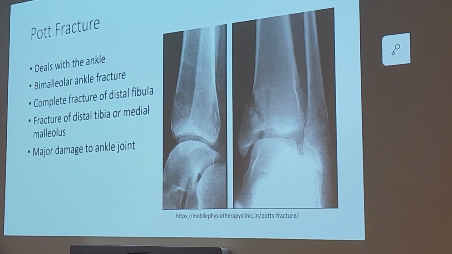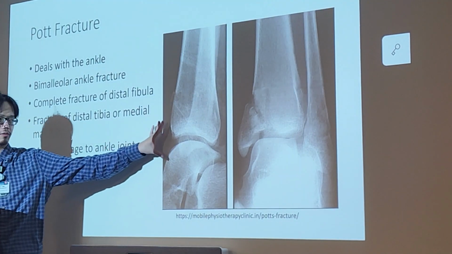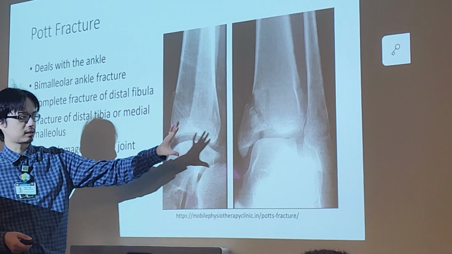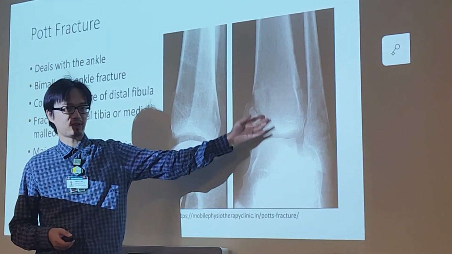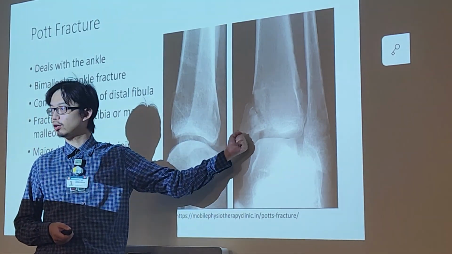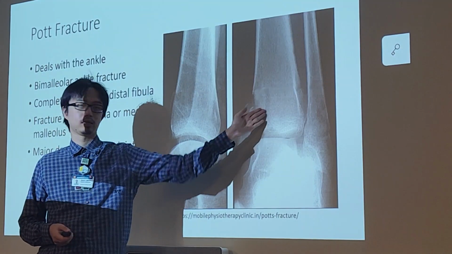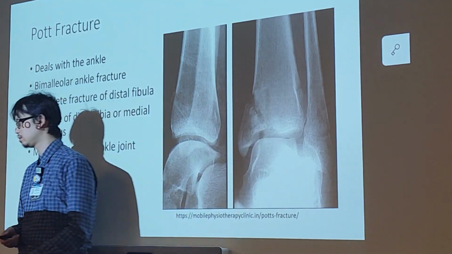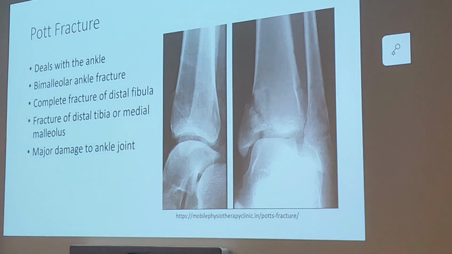Right here, and then right here. And so this is major damage to the ankle joint because you're supposed to have ligaments here holding things in place. Now that the bone is fractured here, the ligaments aren't really holding on to anything anymore, right? Because now it's no longer connected. So the ankle joint is compromised.